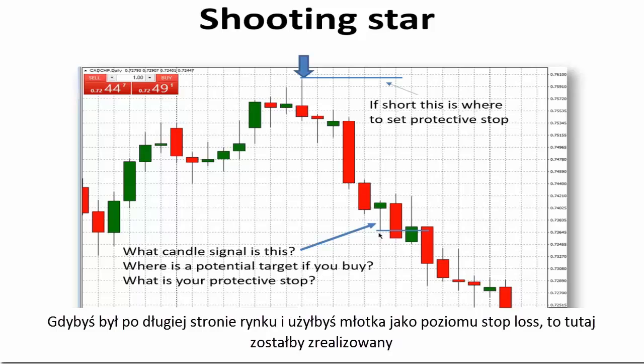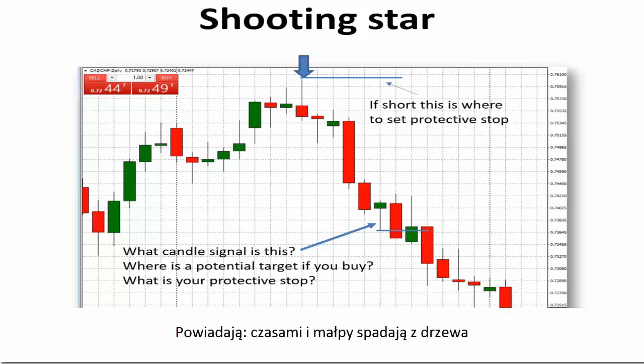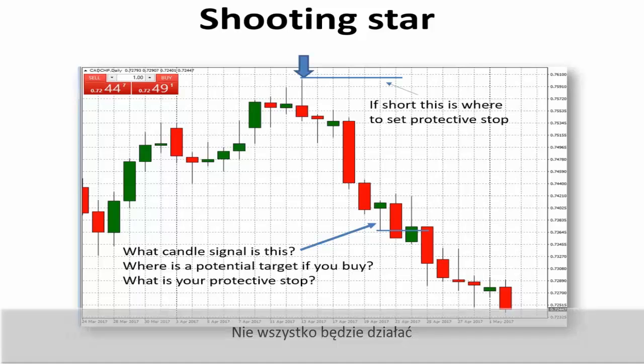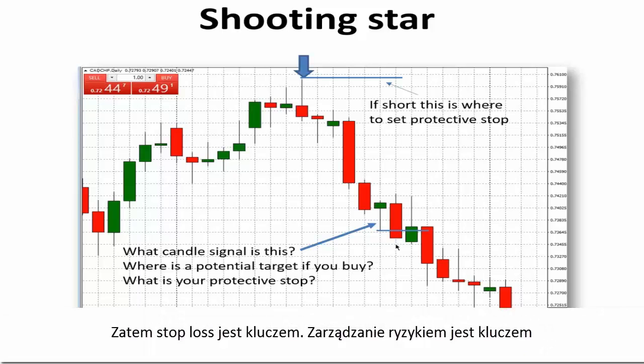If you were long here and you use the low of the hammer as your stop out area, you would have been out here, especially since it closed under support. And not every candlestick signal is going to work. The Japanese have a wonderful proverb: monkeys sometimes fall from trees. Okay? Not everything is going to work out. So having a protective stop is key.